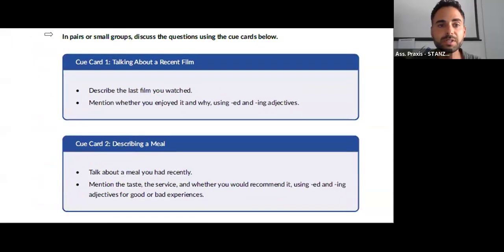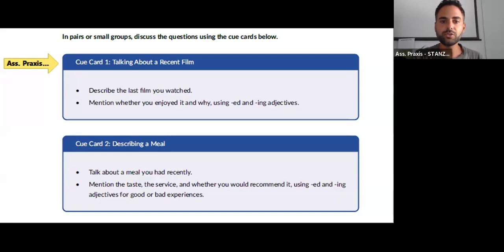In pairs or small groups, or maybe just by yourself, use the cue cards we have here to start a conversation or to talk about something by using the adjectives we looked at earlier. So cue card 1 says talking about a recent film. Describe the last film you watched, and mention whether you enjoyed it and why, using -ed and -ing adjectives.